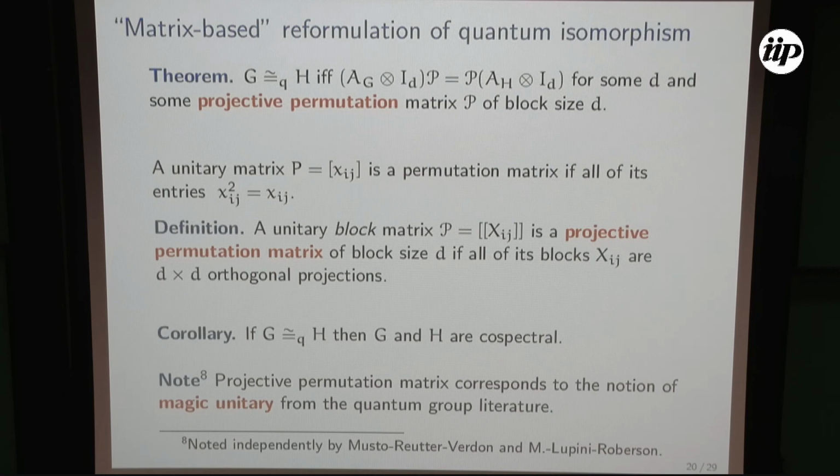Okay, and we recently realized, and this was also independently noted by Master, Reuter, and Verdun, that this also gives a nice connection to the quantum literature on quantum groups. This doesn't have to do anything with quantum information. This is some area of mathematics that studies non-commutative algebras, I would say. And in that literature, these things would be called magic unitaries, except that these entries now would be allowed to be from some C-star algebra, so they are not necessarily just D by D orthogonal projections.